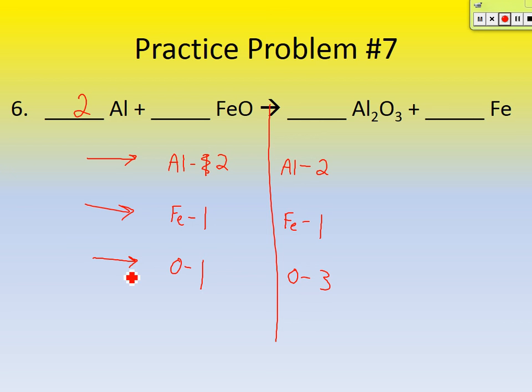What should I put right here to get 3 oxygens? Let's put a 3. 3 times 1 is 3. But does that change my irons as well? Yeah, so don't forget to go back. And now we have 3 irons. So even though we balanced the oxygens, now our irons are not balanced. How do I balance the irons now, guys? I need a 3 right here because 3 times 1 is 3. Is it balanced? Yes. Can I reduce 2, 3, 1, 3? No. So there's your answer.